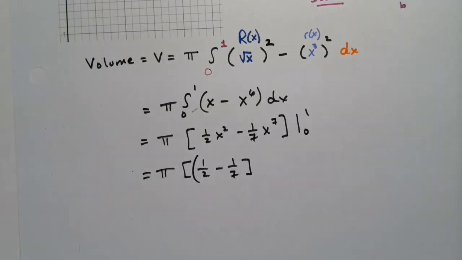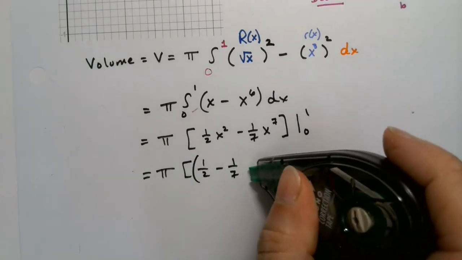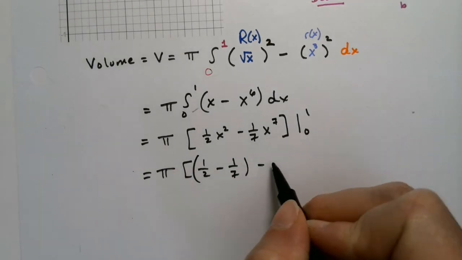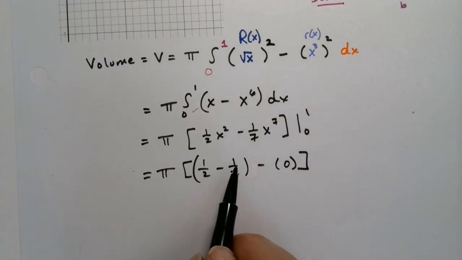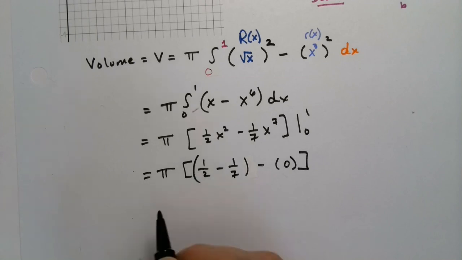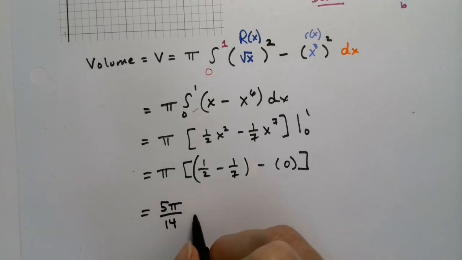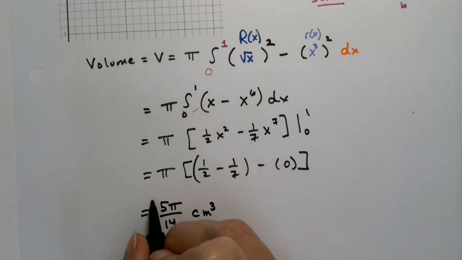Here, I can do that. So 1/2 minus 1/7 minus 0. And 1/2 minus 1/7, that's 7/14 minus 2/14. So that would be 5/14. So this is 5 pi over 14. And I think I said it was in centimeters, so it'd be centimeters cubed.